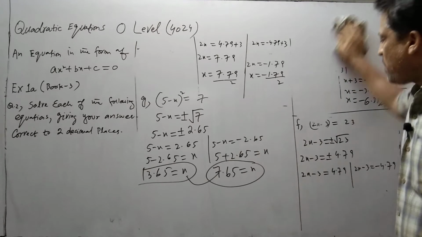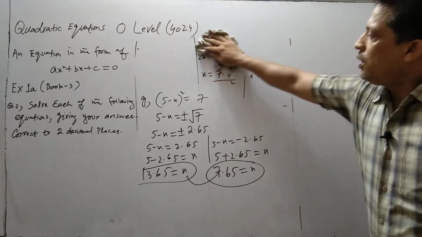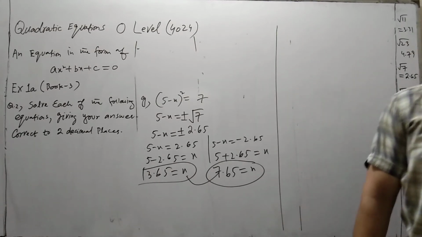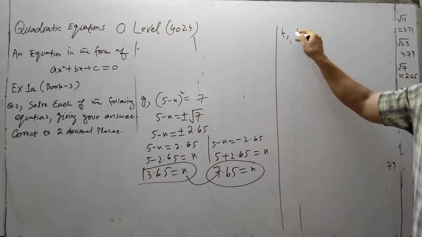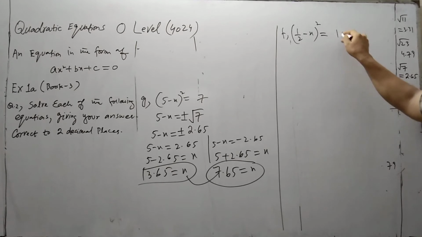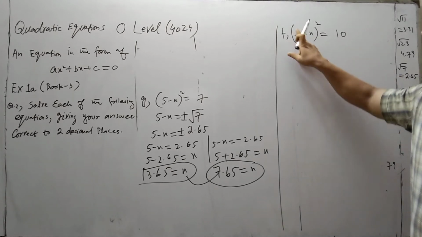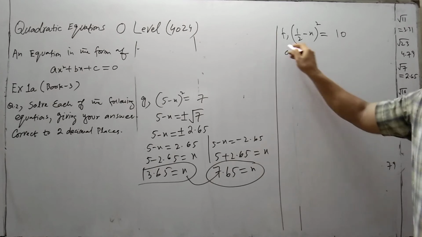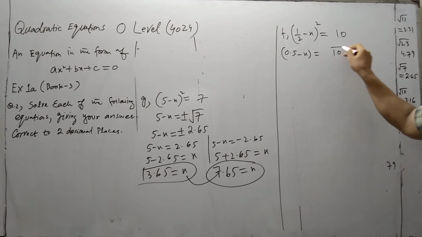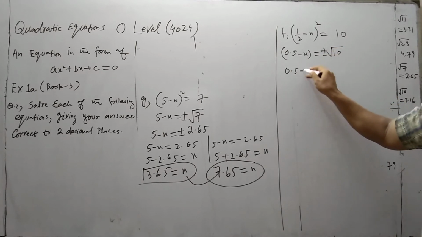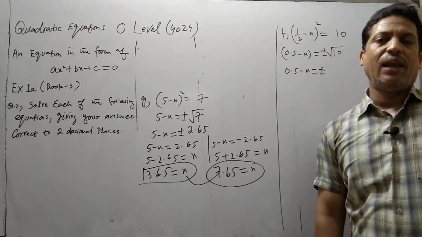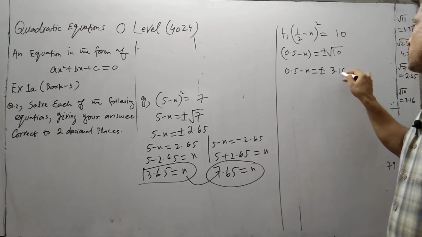Okay, move to the last part of this question number 2. Last part is f: 1 upon 2 minus x whole square is equal to 10. Again very easy. This 1 upon 2, you can write as 0.5 minus x square. Drop the square, take a square root on this side, plus minus. 0.5 minus x is equal to, if you find the square root of 10 with the help of your calculator, you will get 3.16.